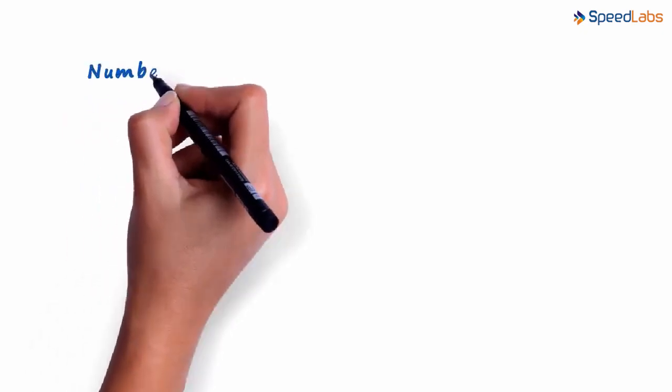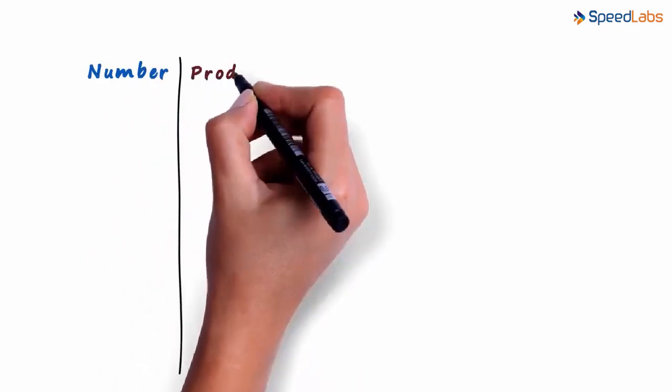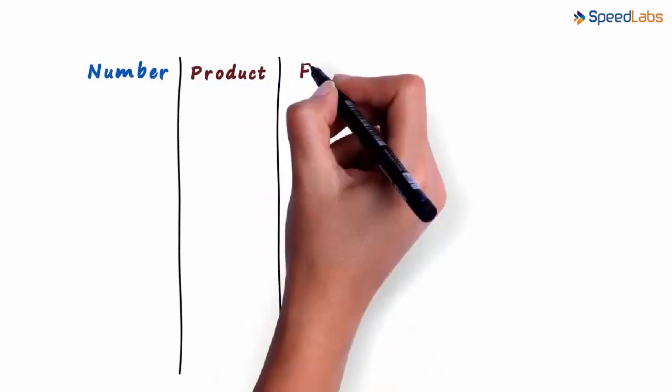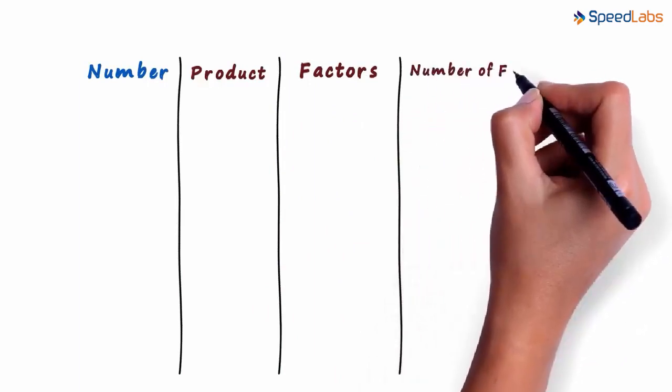In this video, we will understand a few types of numbers. Let's make a table with 4 columns. The number. In the second column, we write the number as a product of 2 numbers. In the third column, we list down the factors of that number, and then we count the number of factors.